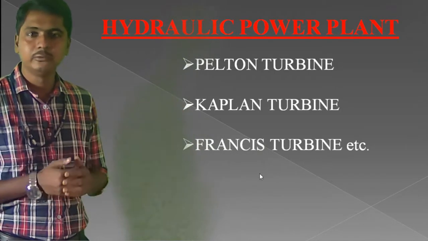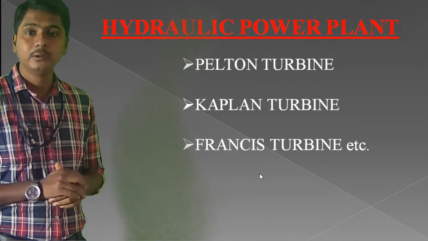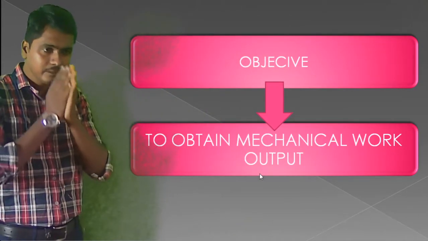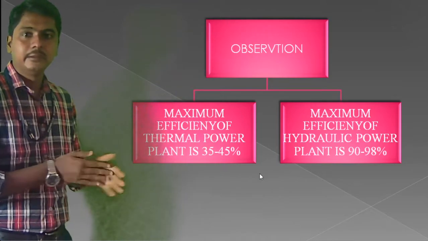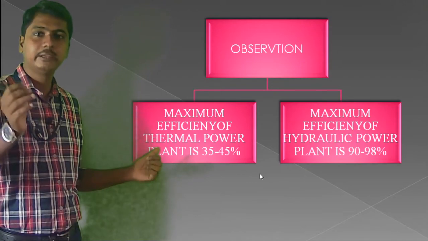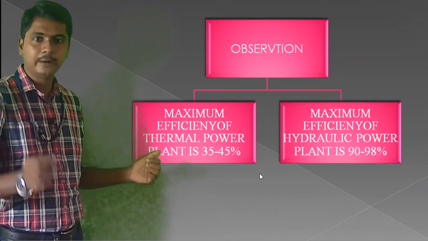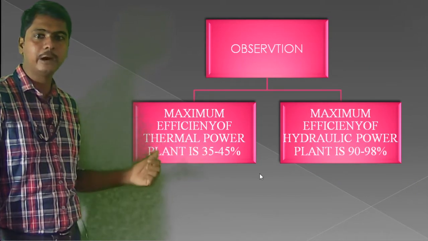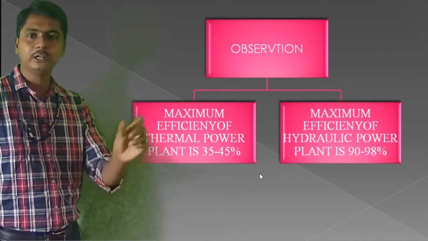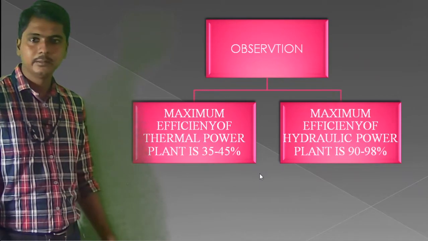Now we are going to see, out of all these types of power plant, which one will be more efficient, whether the hydraulic power plant or the thermal power plant. If we do that comparison, you can see the maximum efficiency of thermal power plants, whether steam turbine, gas turbine, IC engines or nuclear power plant, lies between 35% to 45%, which is quite less. The maximum efficiency is not going to exceed 50%.